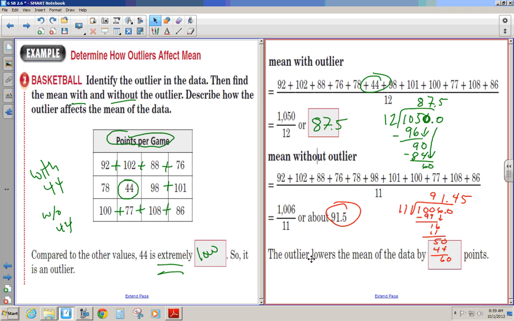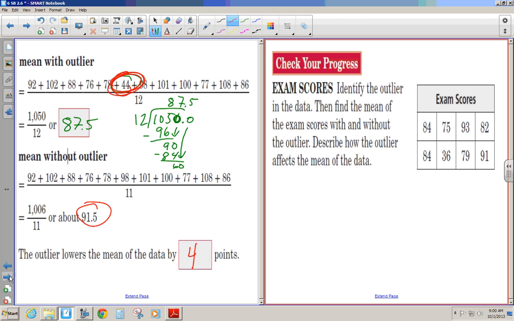So the question is, let me erase that now since I wrote over it. Here, the outlier lowers the mean of the data by how many points? Including the outlier, that's exactly 4, by 4 points. So by removing the outlier, you get a better understanding of what the mean is. It gives you a better variety. That means that the outlier drops it down by 4.